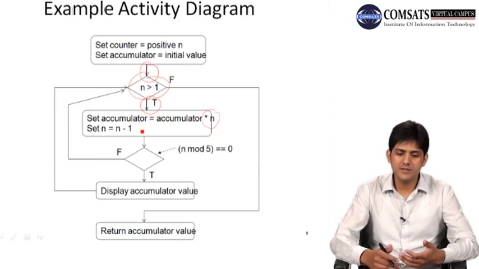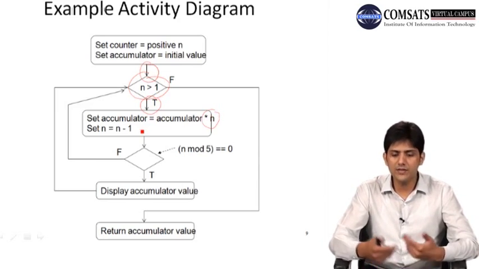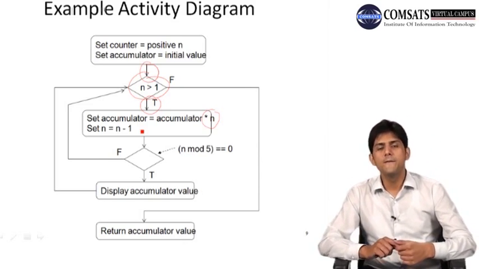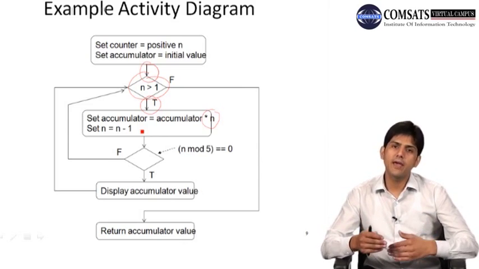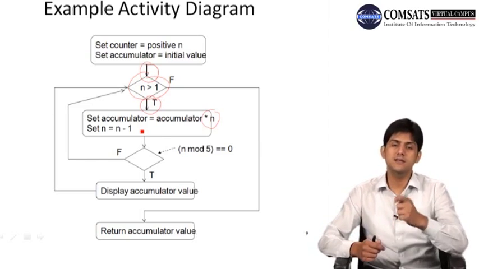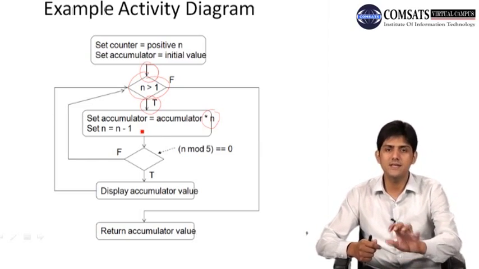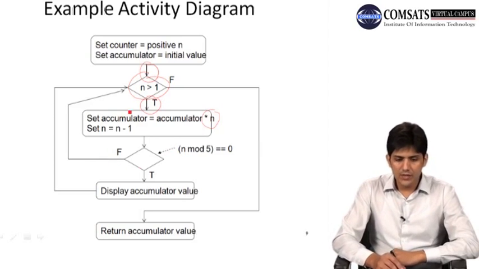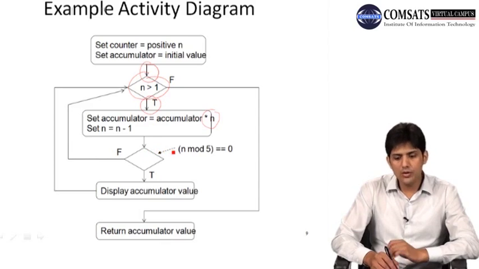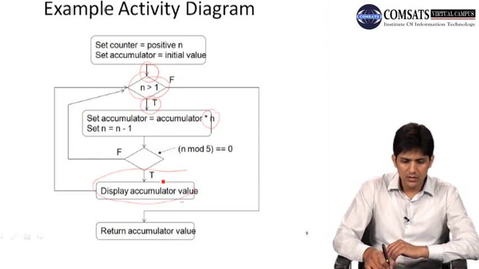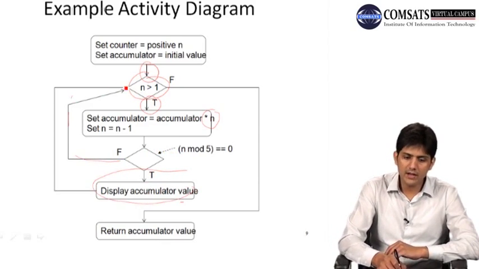So basically it represents that we have an if condition, and if the condition is satisfied, then it's a loop going on, where we multiply the accumulator by n until n is no longer greater than 1. As soon as n is less than 1, or n is equal to 1, we will get out of this. The next thing we do is we come down and take a mod of n, and if that is equal to 0, we display the accumulator value. If it's false, then we go back again and check the value of n again.